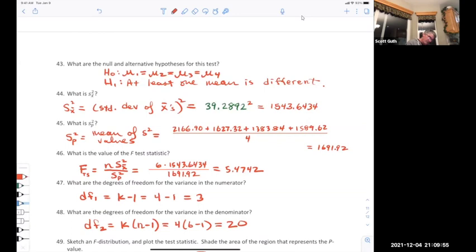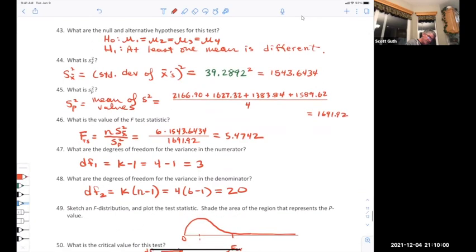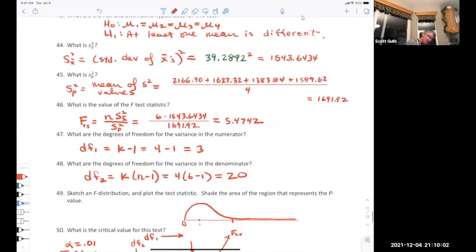Okay, now we're going to plot the test statistic and represent our p-value. So here's the distribution. Let's see, I don't need that critical value yet, so I'm going to keep this out for a second. My test statistic is 5.4742. So let's just set this in here somewhere.